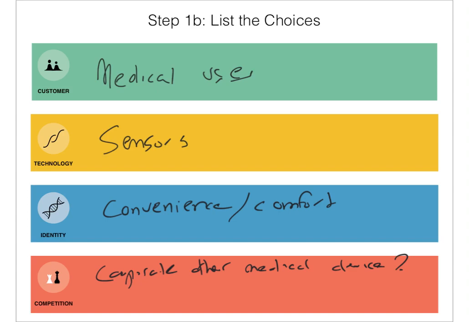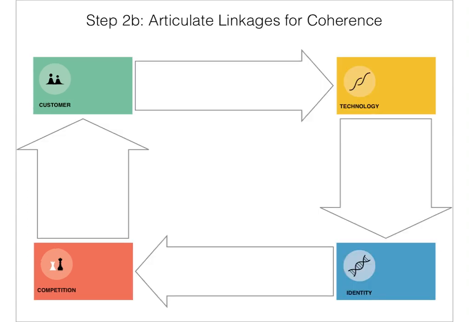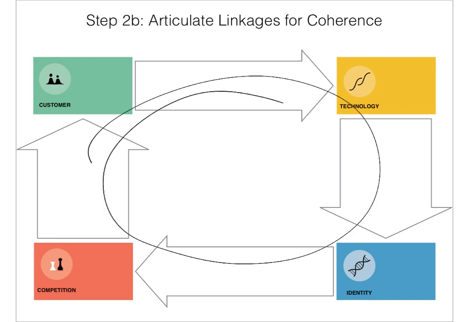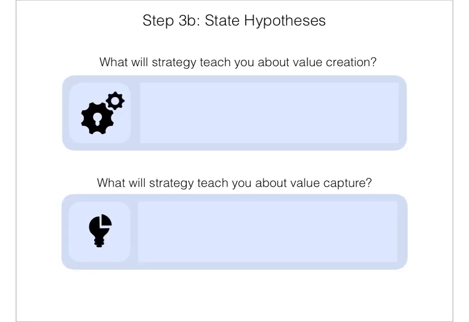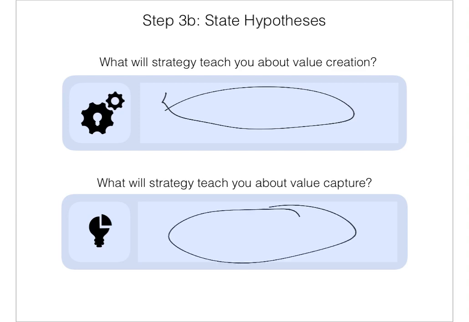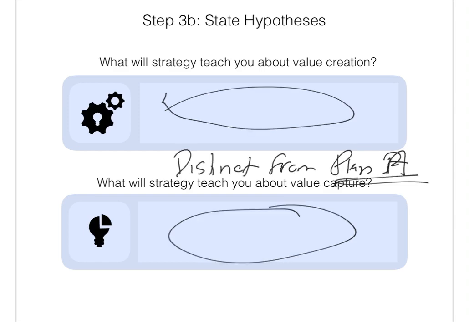So you could articulate a whole thing there, and you'll have to go through the same exercise of ensuring that they all make sense in some broad way, linking together, because you just can't choose these things independently. And then you write down these hypotheses, and these are important because you want them to be distinct from plan A. That's the best one to do. It just makes sense, right? You want it to be distinct from plan A. So that's what you do right there.